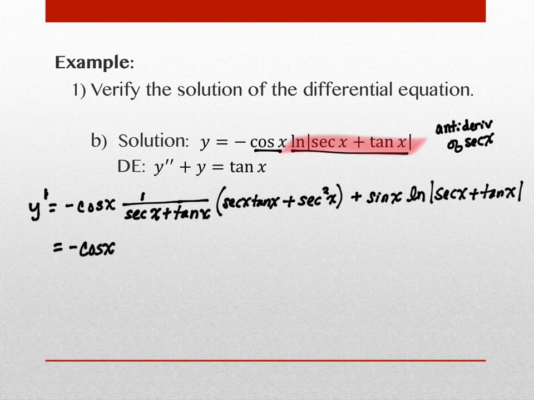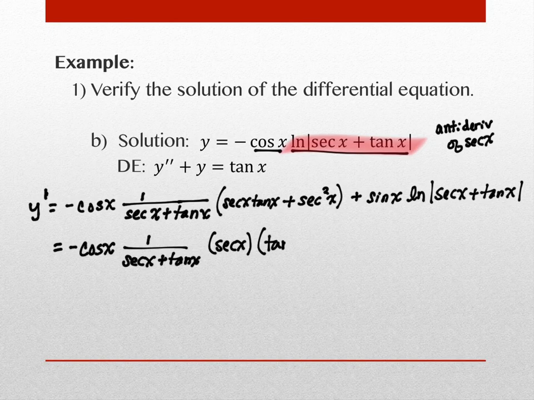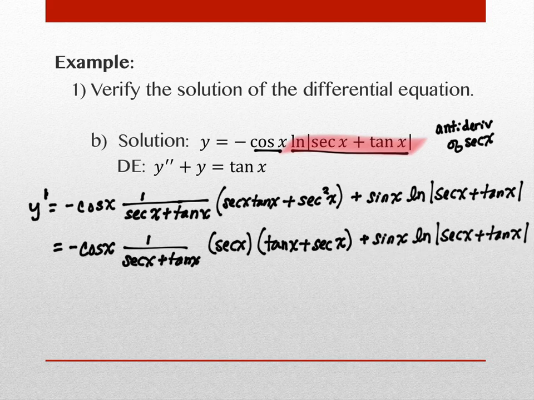So this is negative cosine of x. I have 1 over secant x. That is plus, let me move it, plus tangent of x. And then we can factor out a secant here. And if I do factor out a secant, I have tangent x plus secant of x, like that. The rest of it's going to remain the same. And then this piece cancels with that one, right?